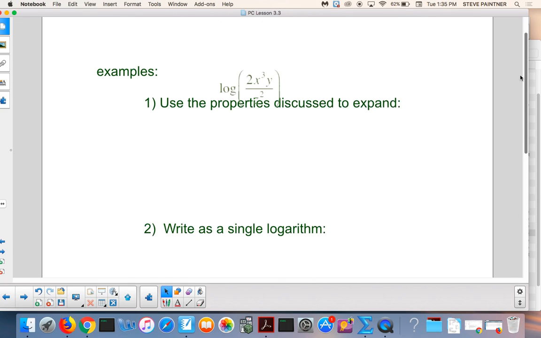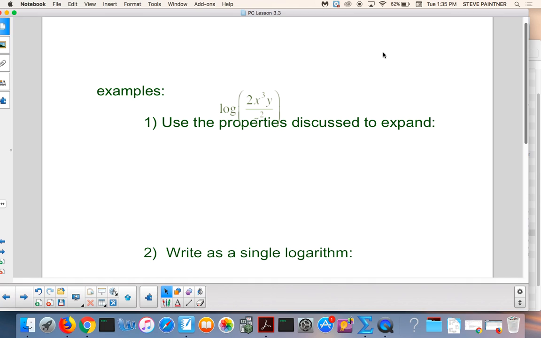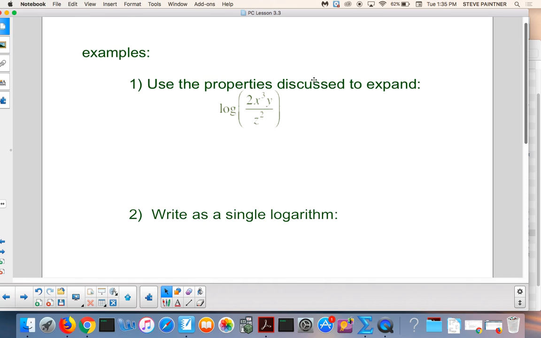Okay. So, all right. Use the properties we discussed to expand that one. Take log of 2x cubed y divided by z cubed. Take it and expand it. Which means, expand means, give me multiple logs, like 2 or 3 or 4 or 5. Think about it.